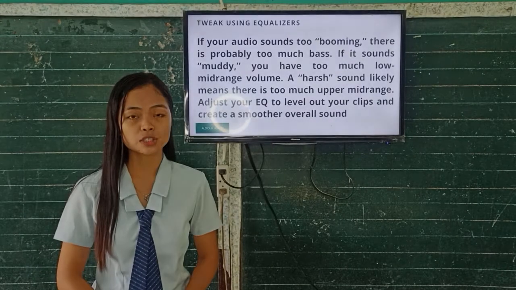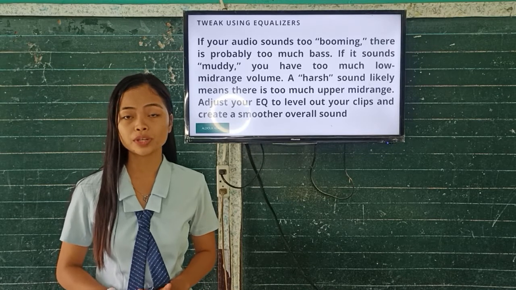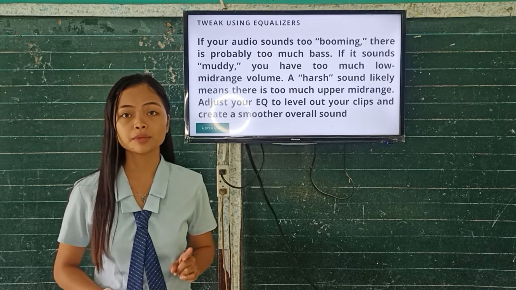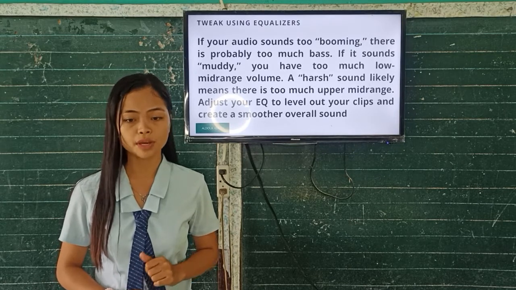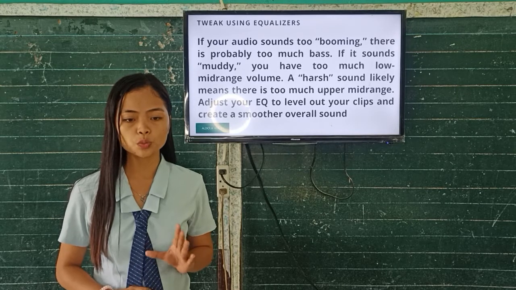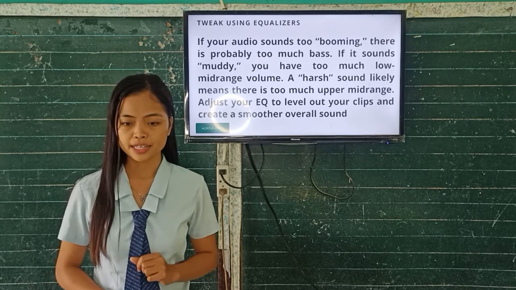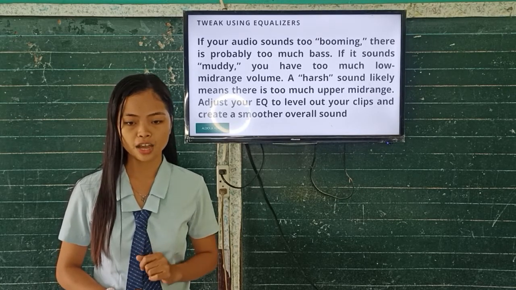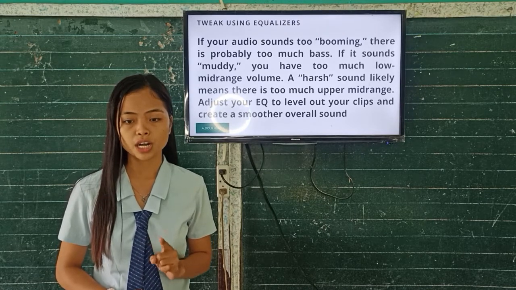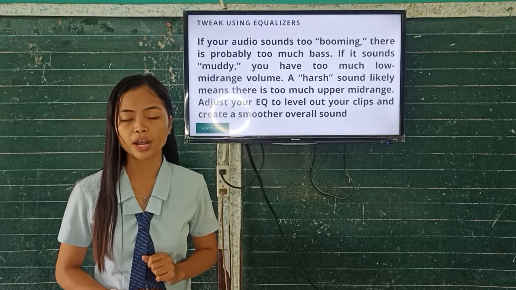The next one is tweak using equalizers. An equalizer is an extremely useful tool when editing audio and can give you the ability to boost or cut frequencies, making your overall sound quality better. If your audio sounds too booming, there is probably too much bass. If it sounds muddy, you have too much low mid-range volume. A harsh sound likely means there is too much upper mid-range. Adjust your equalizer to level out your clips and create a smoother overall sound.